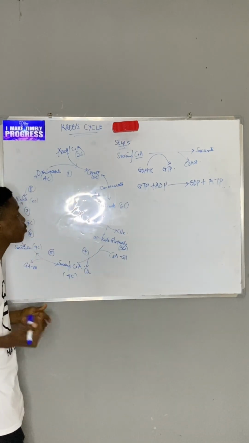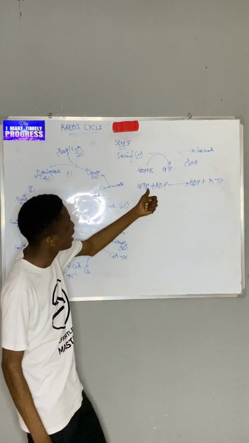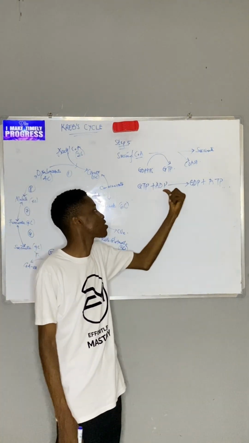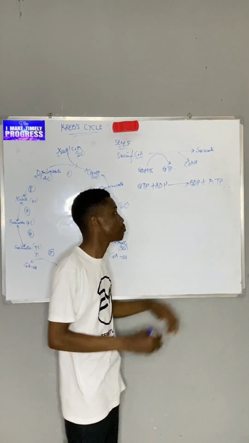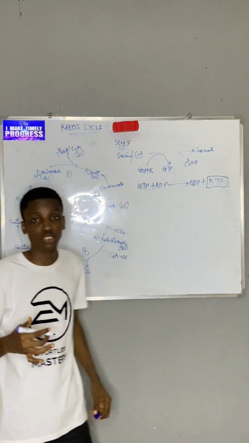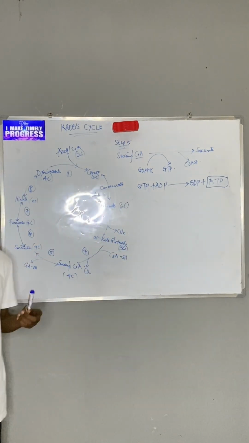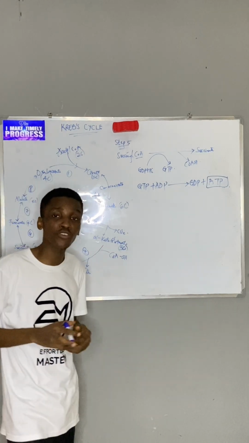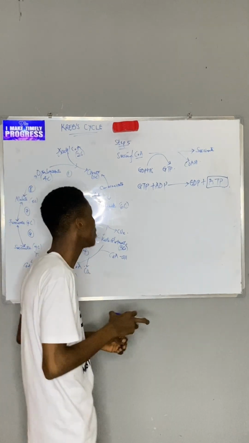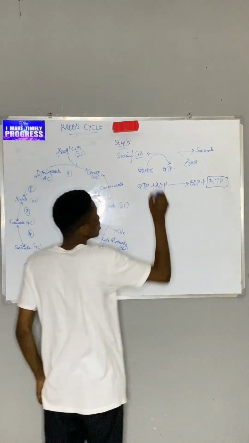Now, of course, water will go out. There's no need to mention that. When you now look at this, the GTP formed will transfer one phosphate to ADP to form ATP. So remember, whenever I form ATP from a substrate in the reaction, that step is always called substrate level phosphorylation. Now, we're done with step 5. The enzyme for this step, of course, you know it is reversible.